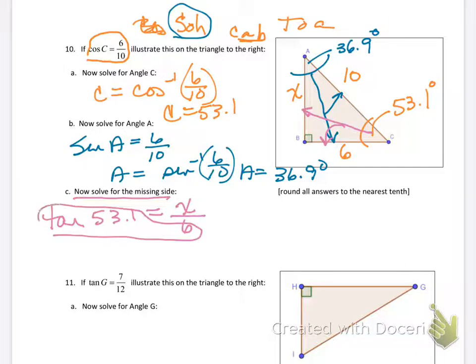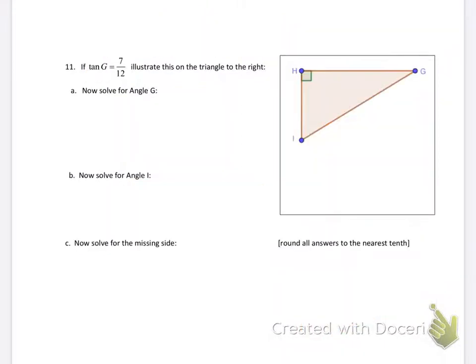Whenever we look for a side, we're going to do cross products. So I have 6 times the tan of 53.1. That's going to equal my missing side. And rounding to the nearest tenth, I am getting 8.0 for that missing side. Okay, let's do 11 on the next page.